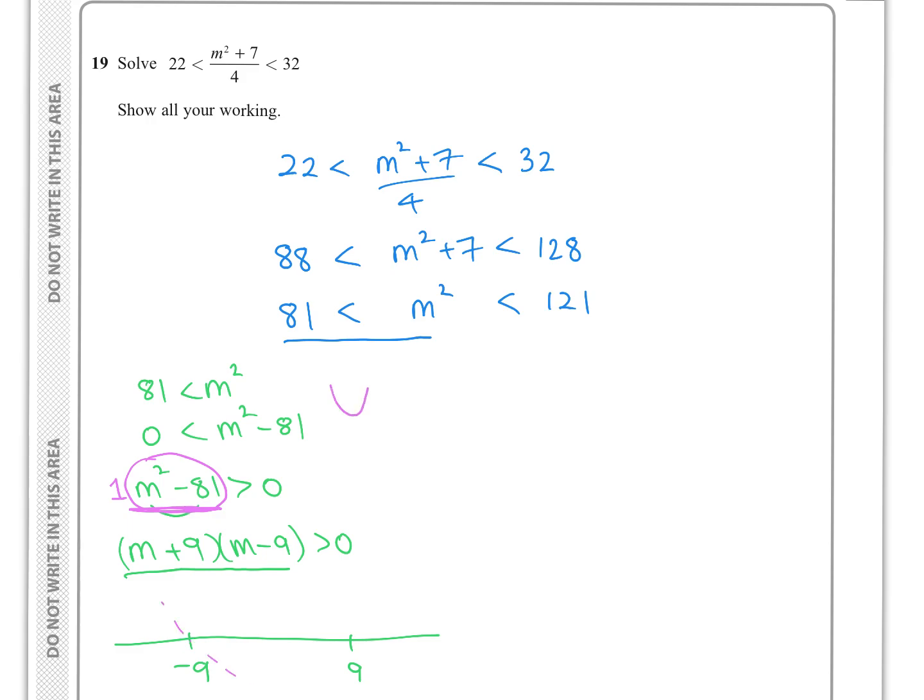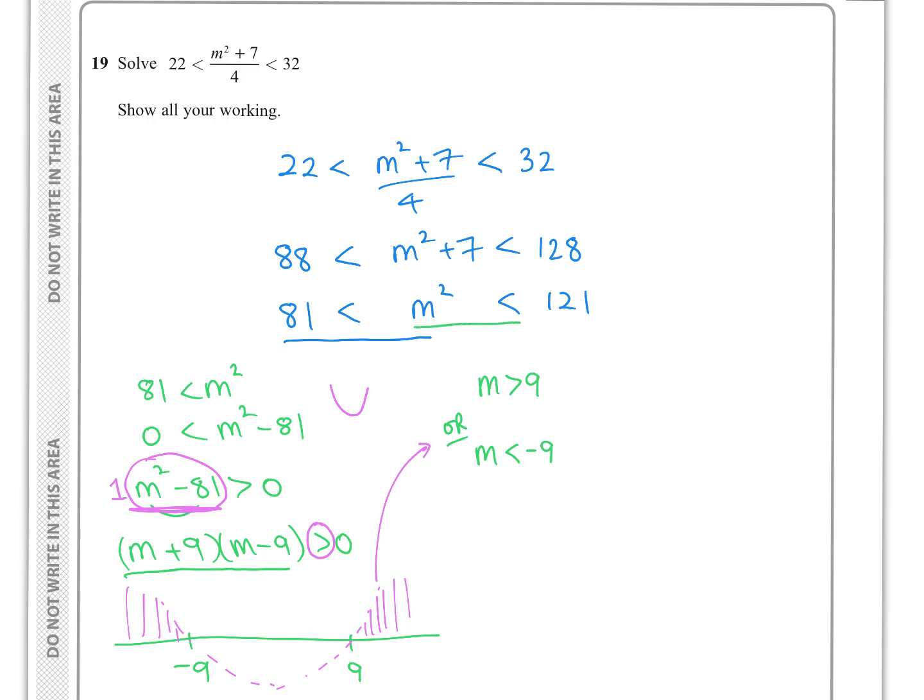So I would just do that shape just to kind of remind myself what's going on. And I would say to myself, I want it where this quadratic is greater than 0. So I want this region here, and I want this region here. So from here, I'm going to have m can be greater than 9, or m can be less than -9. So that's the first part done.